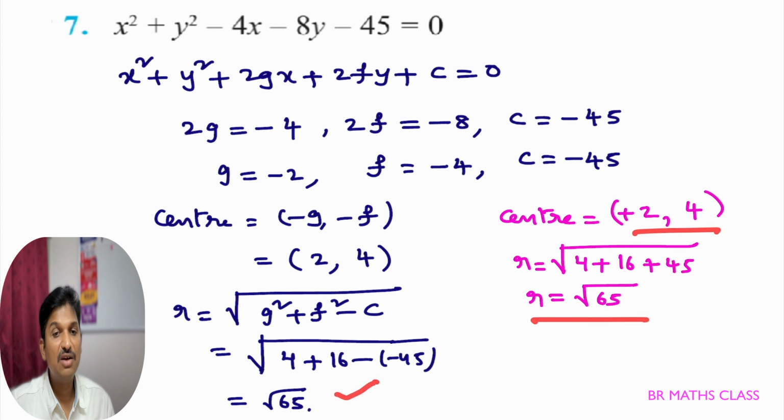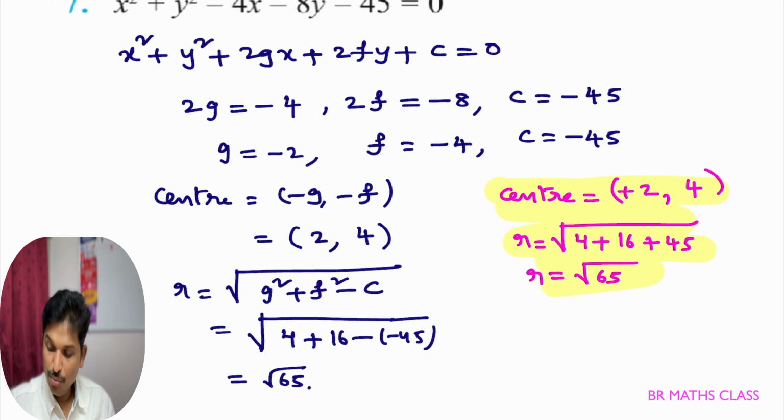You try to understand, we got it directly. I hope you understand, right? Whichever method you like, you can follow that. See, this question number 8, I'll do in the direct method. Instead of writing 2g equal to minus 8, g equal to minus 4, we'll do this directly. Okay. First, we'll write the center.